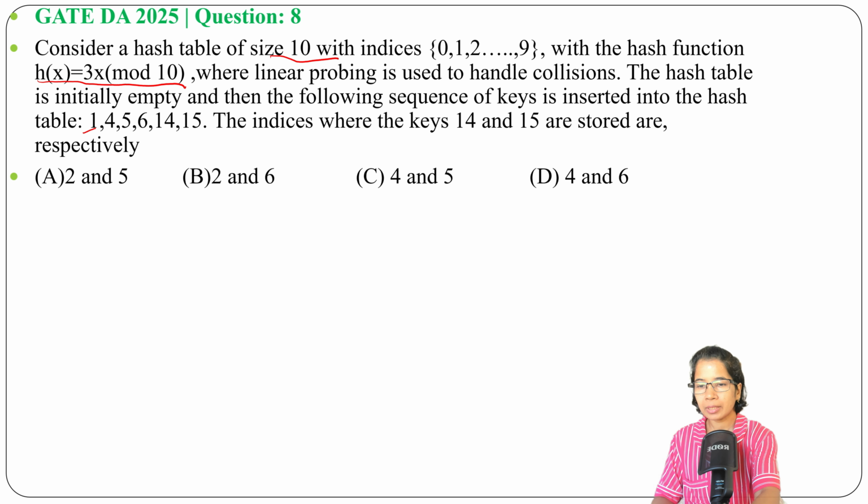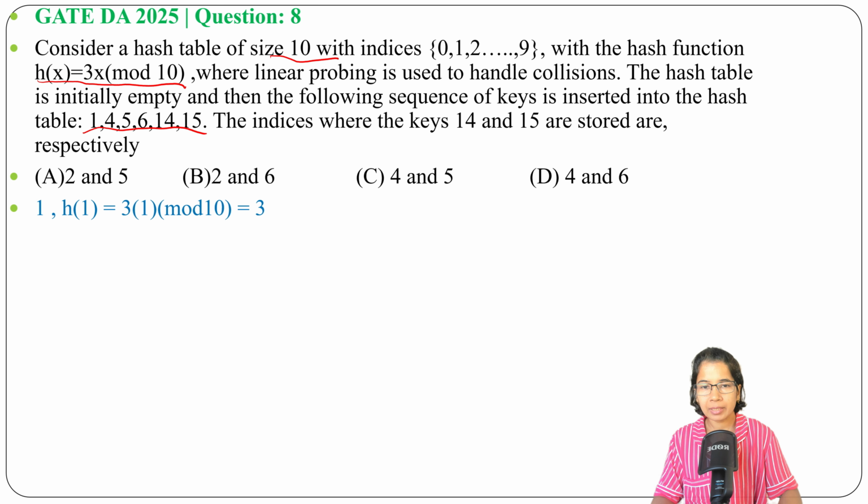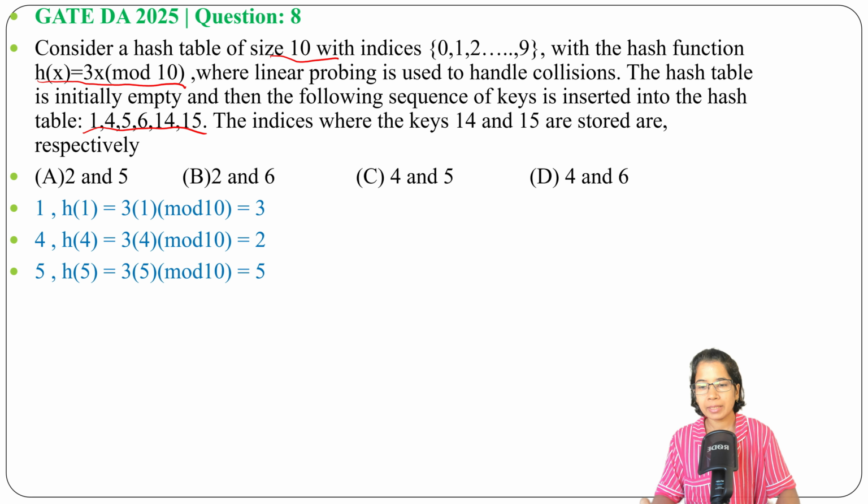Now I'll insert these keys into the hash table. So 3 multiplied by 1 mod 10, 3 mod 10, it will be 3. Now 1 will be inserted at index 3. Next, h(4) will be 3 multiplied by 4 mod 10. 3 multiplied by 4 is 12. 12 mod 10 is 2. Next 5. 3 multiplied by 5, 15 mod 10 is 5. Next 6. 3 multiplied by 6, 18. 18 mod 10 is 8.